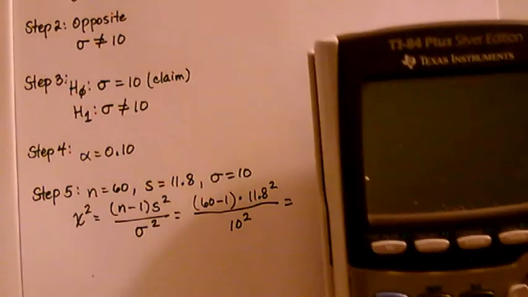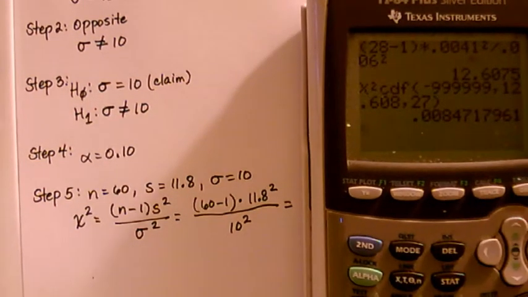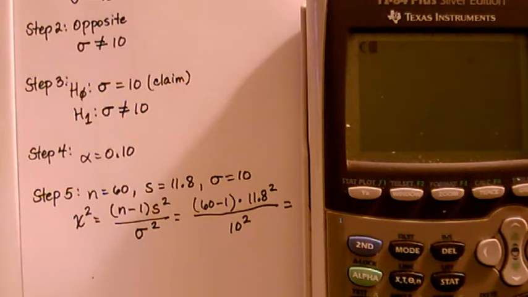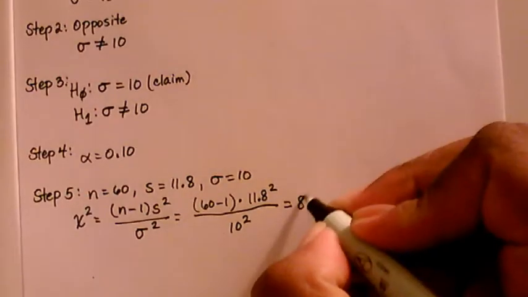And then, using our calculator, let's see, left parentheses, 60 minus 1, close parentheses, times 11.8, and that's squared, divided by 10, and that's squared. Then hit enter. And in this case, you're going to get 82.152, rounded to 3 decimal places. So your test statistic is 82.152.